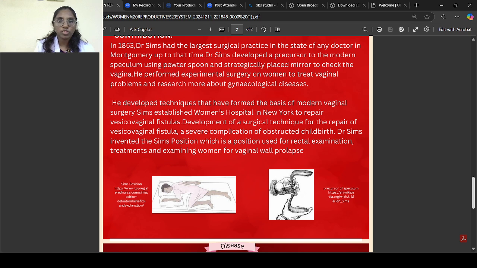Sims established the Women's Hospital in New York to repair vesico-vaginal fistulas. He developed a surgical technique for the repair of vesico-vaginal fistula, a severe complication of obstructed childbirth. Dr. Sims invented the Sims position, which is a position used for rectal examination, treatments, and examining women for vaginal wall prolapse.